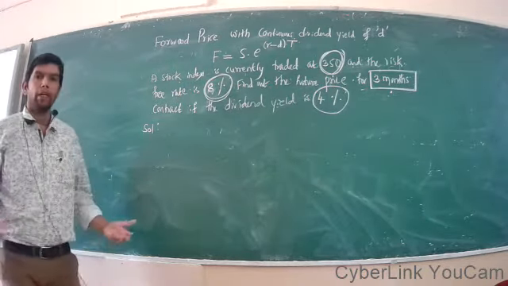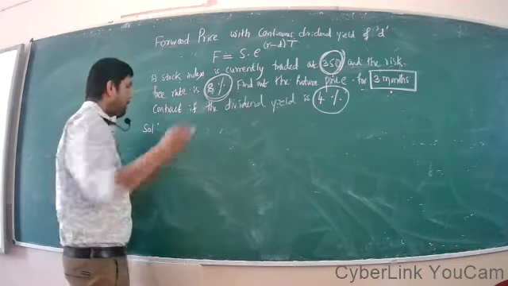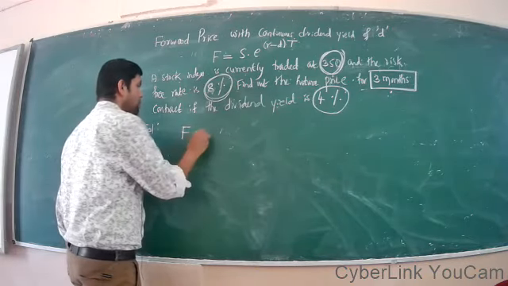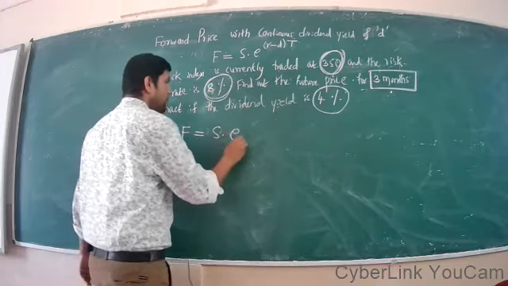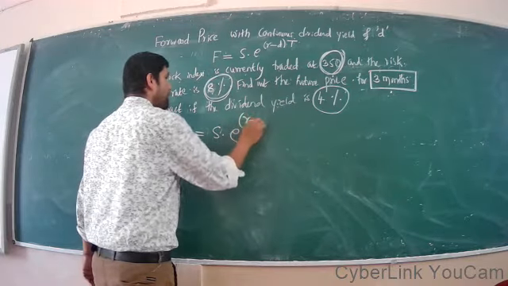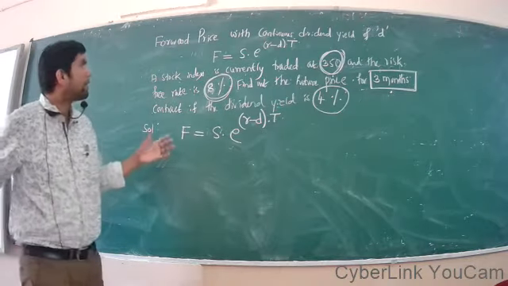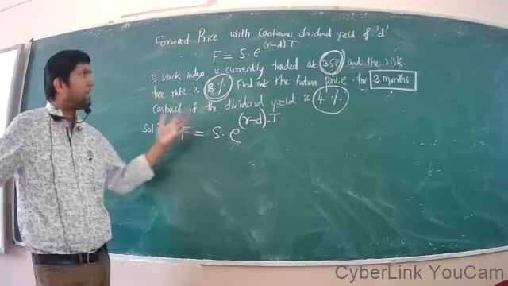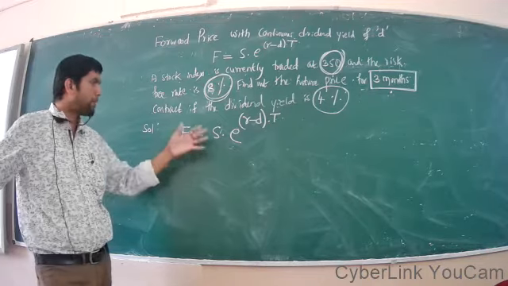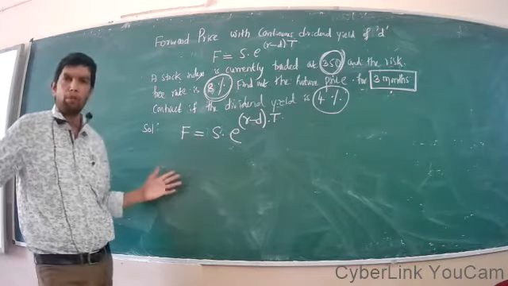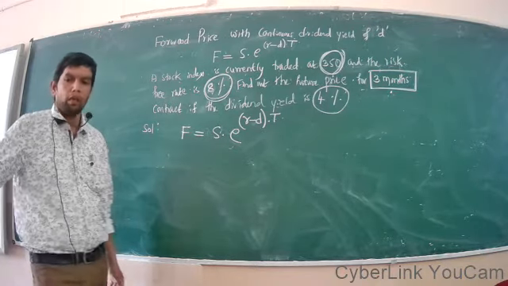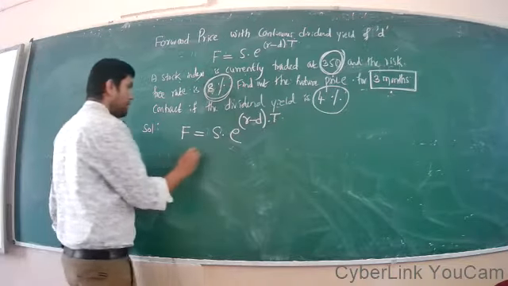Now first let us write the formula. F is equal to S into e raised to (R minus D) into T. You can even mention that the forward price with continuous dividend yield of D is given by this formula, you can write that line also.